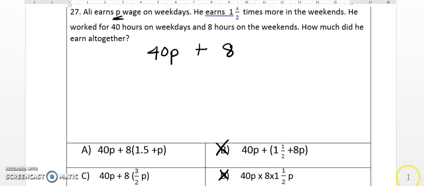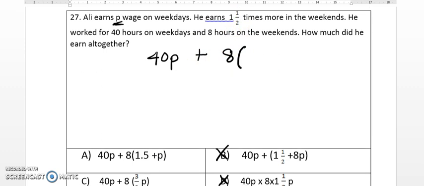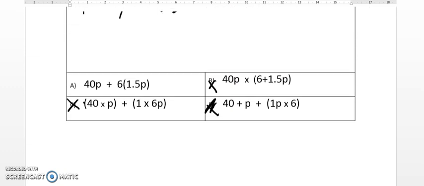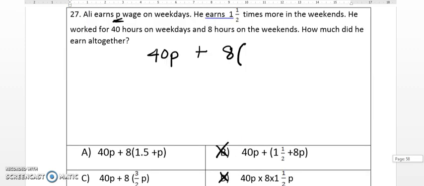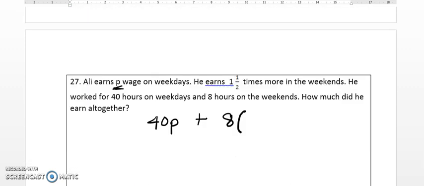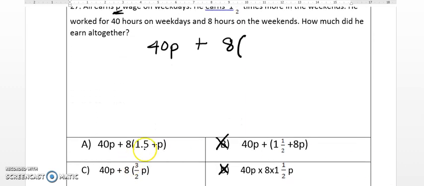Now like I told you before, this one is very straightforward. Here you need to put a bracket similar to the one on top. This one is just 40P plus 6 bracket 1.5. There is no plus or minus over here. This one doesn't have anything. So the answer for this one should also be the same, 40P plus 8. And this one is 1.5 plus, there's a plus here. I don't want this, so this one is out. So the answer is 40P plus 8 times 3 over 2. Done. So this is the answer.